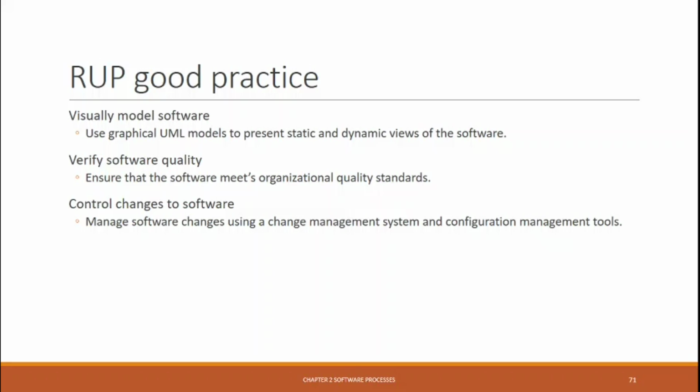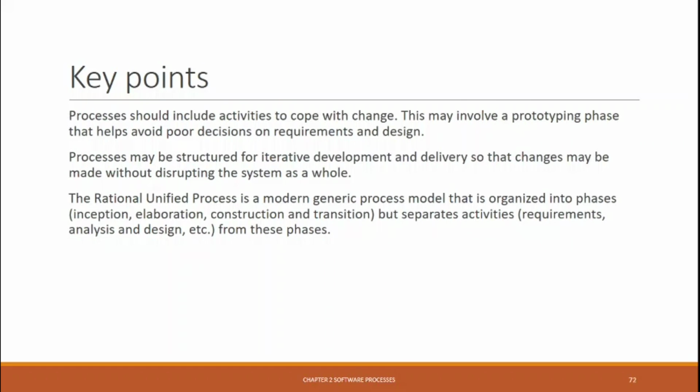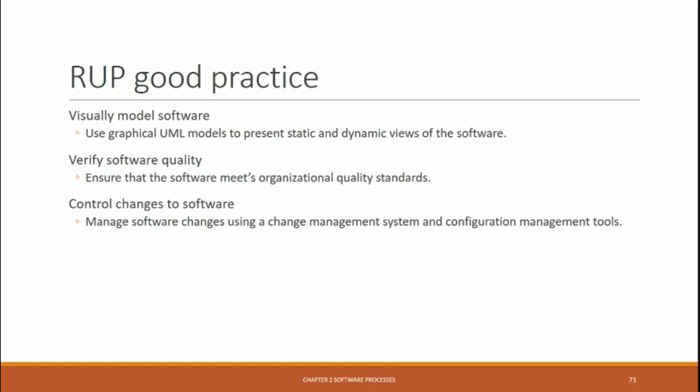Control changes to the software. So manage the changes to the software using a change management system and configuration management procedures and tools. So these are the 6 fundamental best practices recommended by the RUP. And by this we have completed the third module, all the topics. If you have any doubt, let me know in the online session. Thank you all.